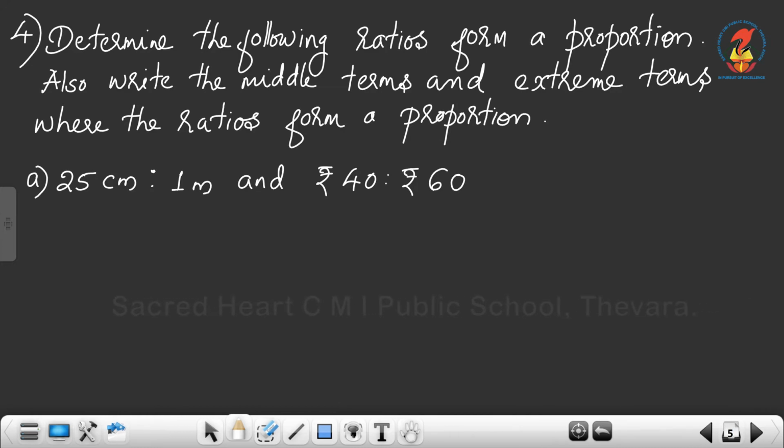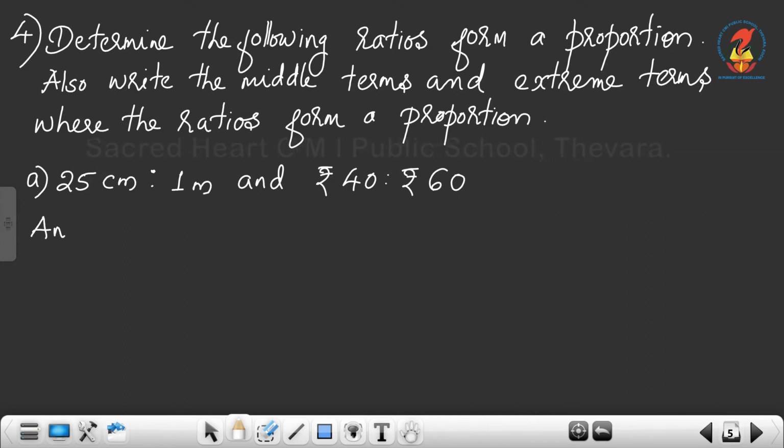Now, question number 4. Determine whether the following ratios form a proportion. Also write the middle terms and extreme terms where the ratios form a proportion. We have to check whether they are in proportion. If they are in proportion, find out the middle terms and the extreme terms. Now, the first question, 25 centimeter is to 1 meter, first ratio. Second ratio, rupees 40 is to rupees 60.